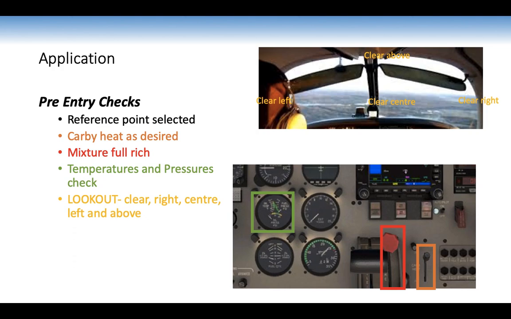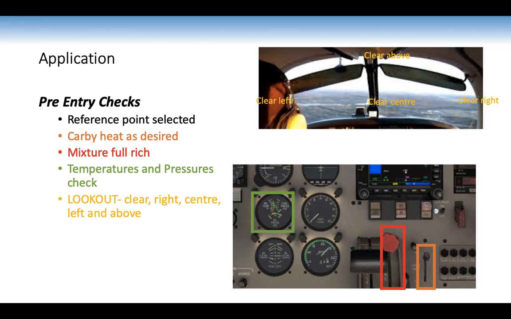So in terms of the application, we're going to do the pre-entry checks. So we're going to select a reference point. Because we've got the threat of a poor reference point, where we'll be losing our reference point, and the undesired aircraft state will be disorientation. So make sure you choose a good prominent reference point. You're going to put your carb heat on as required. So we need carb heat below 2000 RPM. So there is one configuration we'll need it for. Mixture fully rich, T's and P's in the green, and look out: clear right, clear center, clear left. And as an added safety, look above.